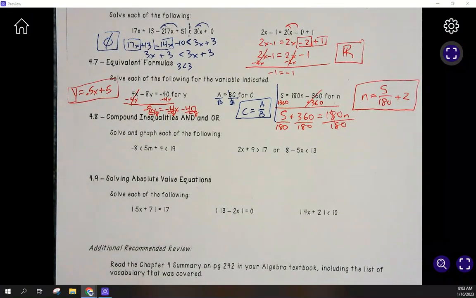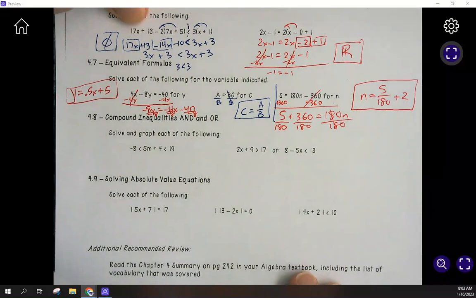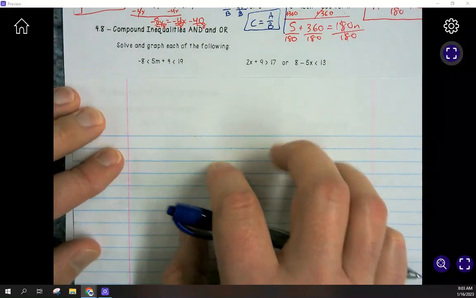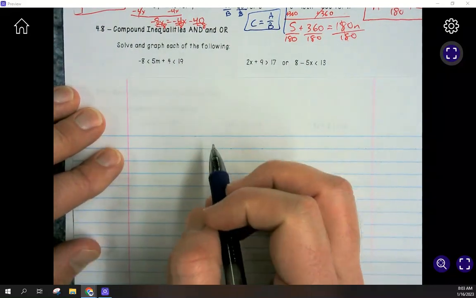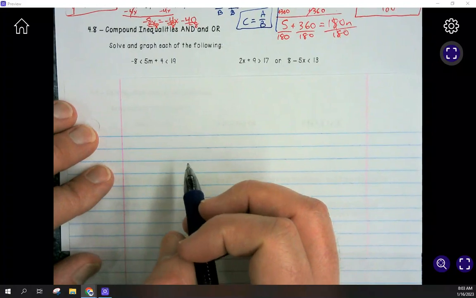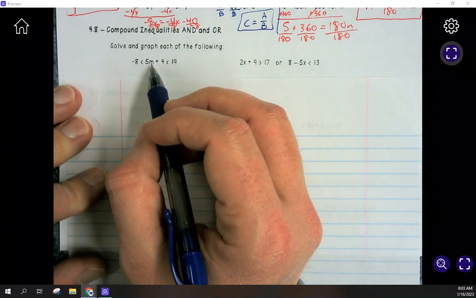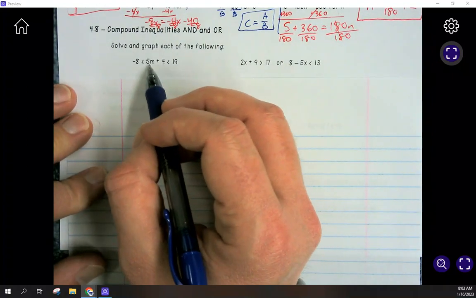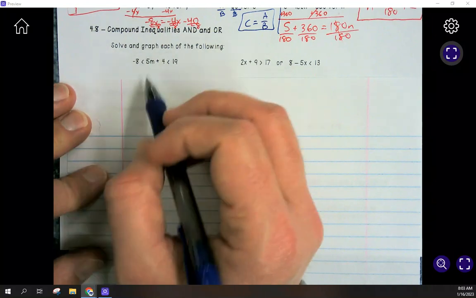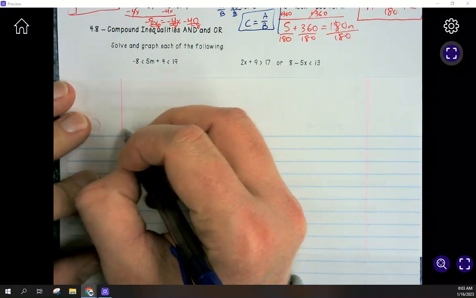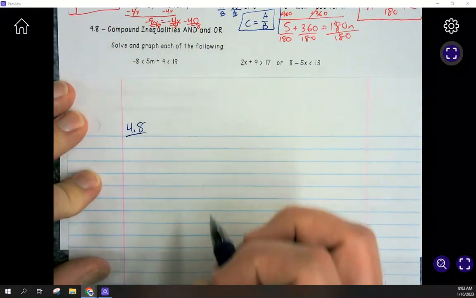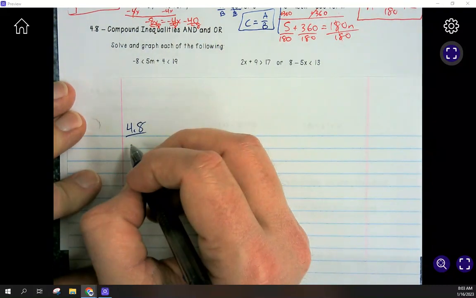All right, 4.8 is not on the original answer key, so we're definitely going to want to work through this one here. So compound inequalities, ands and ors. When we did this, we talked about how you can work all of this at once, and if you remember how to do that and you're confident in that, feel free. But we are going to go ahead and split this up into two separate problems.